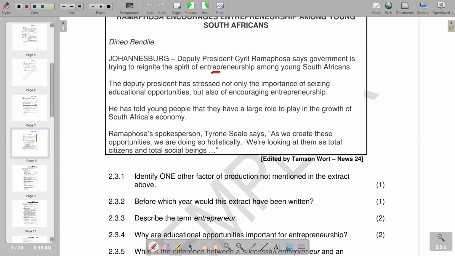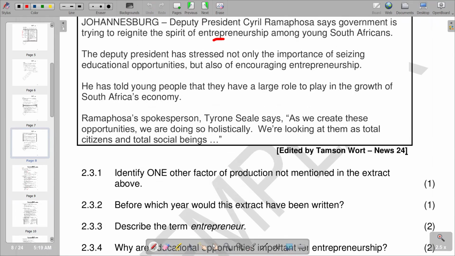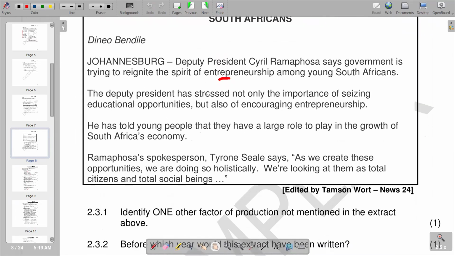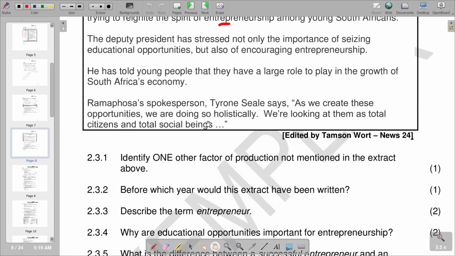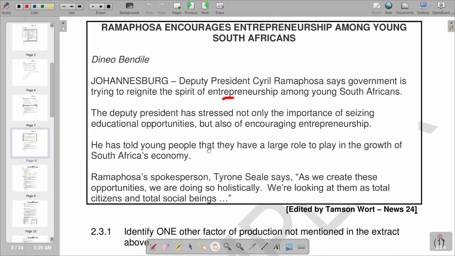written? Before which year? If you look in the extract given, you are going to see that we are not given any year there, but the question needs us to identify the year in which this extract would have been written. So they are saying before which year. But if you come here, you would see that we've got Deputy President Cyril Ramaphosa. And we know that Cyril Ramaphosa is the president currently in South Africa. So when was Cyril Ramaphosa a deputy is the question.